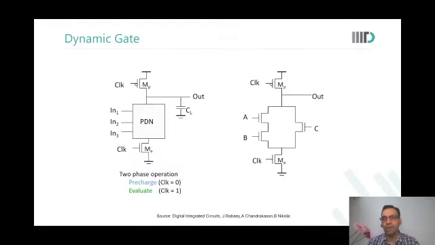So as designers, we have to look at the worst case. What is the worst case? The worst case is that your A is 1, B is 0, C is 0. So there is some charge sharing that has happened between these two nodes, and there is no way to even recover that charge. Are you able to see that?